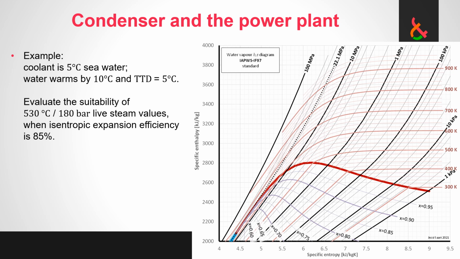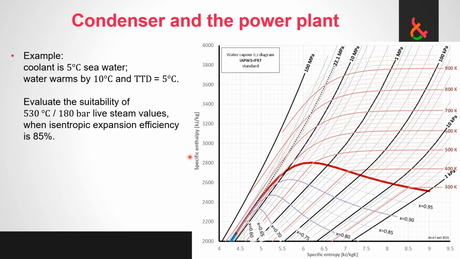So we can look at this through an example. Suppose we have 5 degrees Celsius seawater available for coolant, and that coolant gets warmed by about 10 degrees Celsius in the condenser, and our terminal temperature difference is 5 degrees. So this is a condensing power plant. Now we're supposed to evaluate the suitability of 530 degrees Celsius and 180 bar live steam values when we have a turbine isentropic expansion efficiency of 85%.